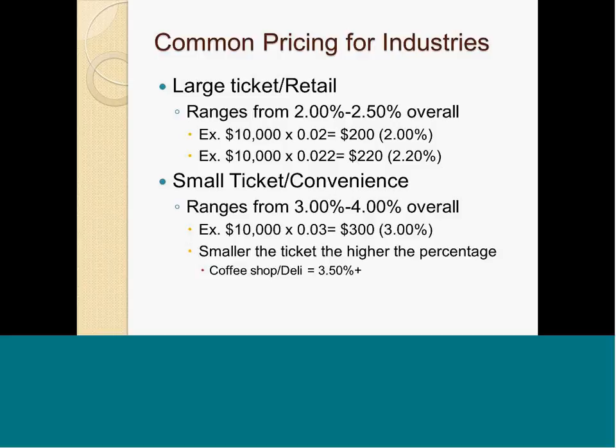So a small ticket, quick serve restaurant or convenience store ranges from around 3 to 4% overall. Someone like a Starbucks would have more of a 4 to 5% effective rate, because their average ticket for a coffee would be between $3 and $5. Now, the percentage and math on this: for every $10,000 that you run for a small ticket or convenience store, you should be paying around $300, or 3%. The smaller the ticket, again, the higher the percentage.